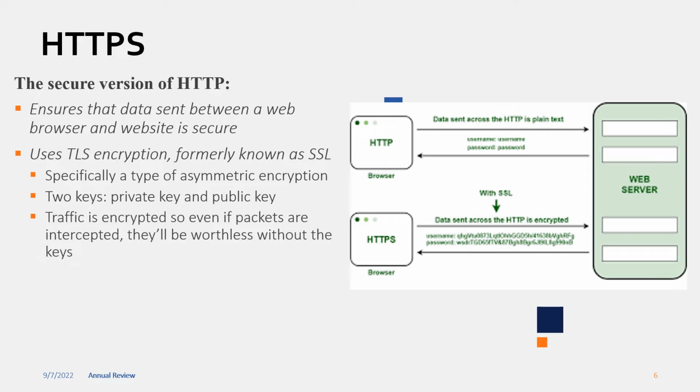So even if it's intercepted, which is the primary concern with HTTP, if someone intercepts the packets, because they're encrypted, if they don't have the keys to decrypt the encryption, they're just going to be seeing a bunch of jumble. It's a bunch of garble. So without those keys, what you can intercept is practically useless.